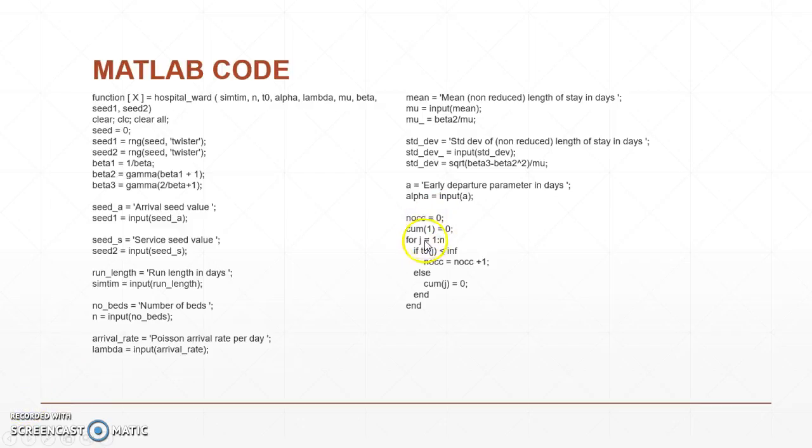This next little bit looks at the number of occupied beds. We set it at 0, which means our first initial cumulative number of occupied beds is 0. We run through a for loop that says if the occupied beds is less than infinity, which it is, then go ahead and go through an occupied bed, else add this cumulative number of beds occupied, then it's 0. So let's look at the next slide.